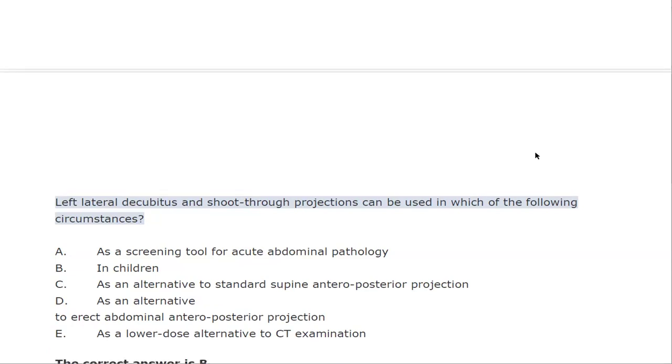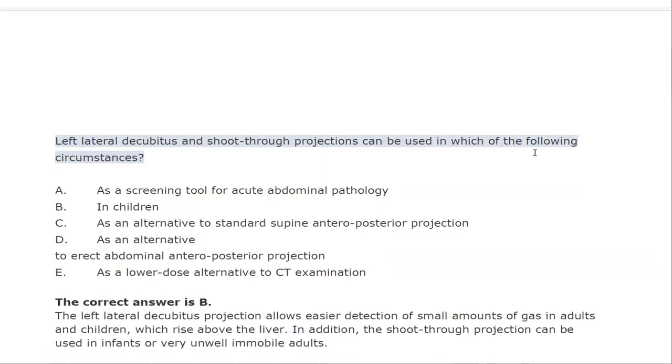Okay, the correct answer is B, because I told you during the session that we are going to use left lateral decubitus for babies especially. We can't do erect for the babies because we are imaging neonates and children in the supine position. We can't fix him in the sitting position, he can't even stand. So we are going to use lateral decubitus instead of erect. So in children, we use this as an alternative method for erect, in fact.